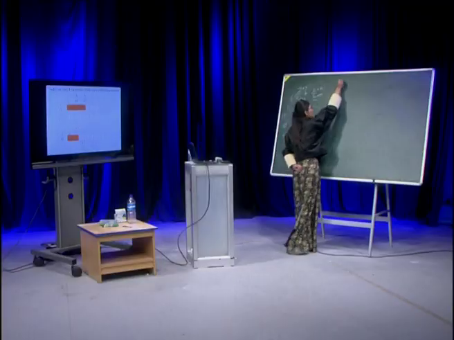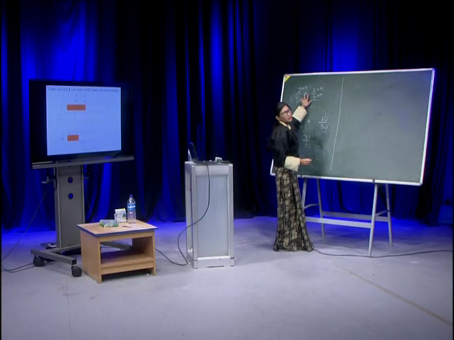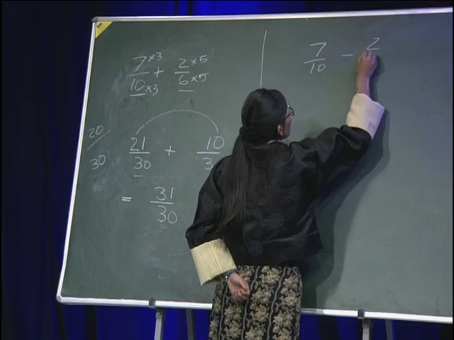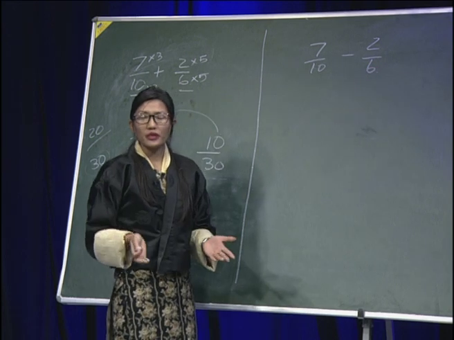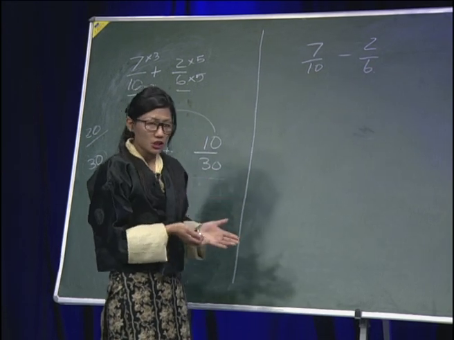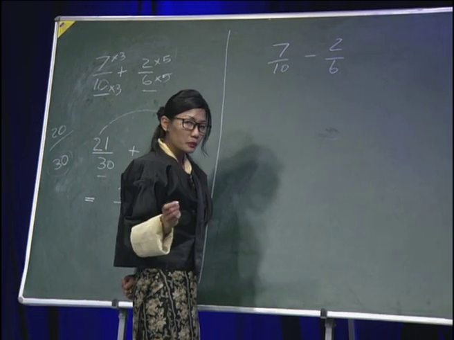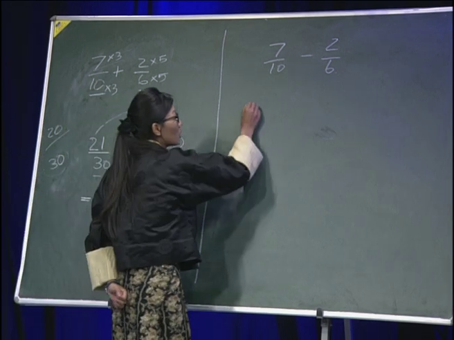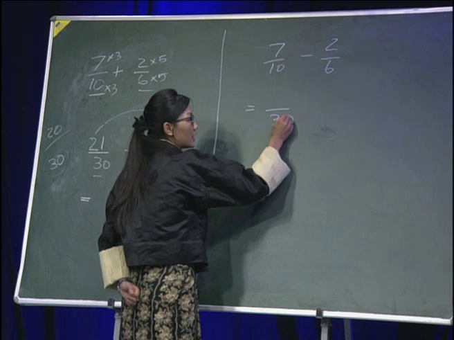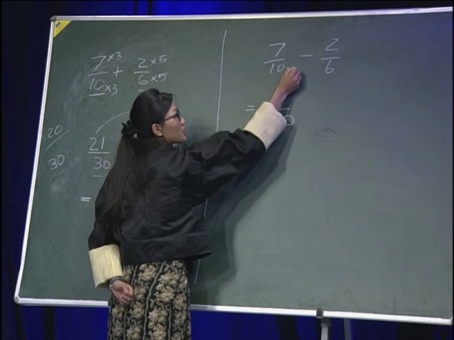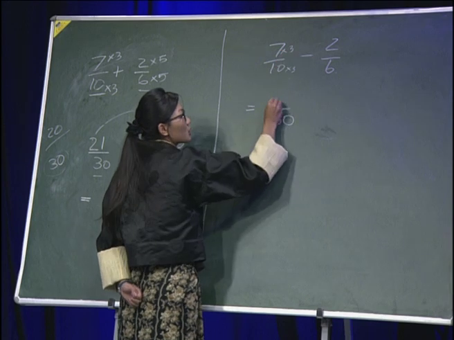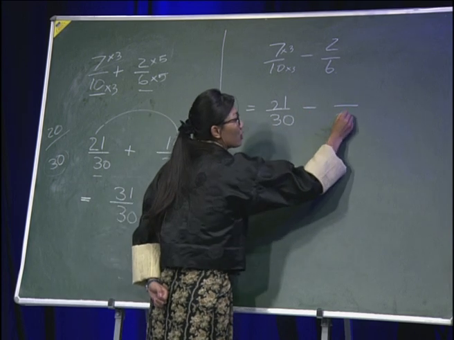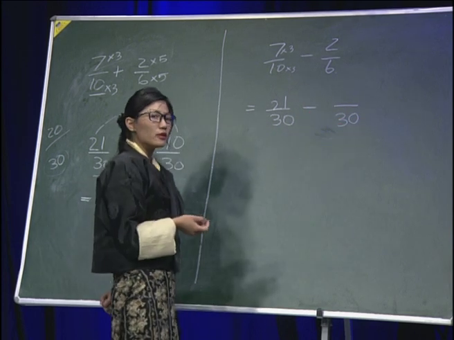Now let's try with subtraction. We will use these two fractions again. 7/10 minus 2/6. What do we do? The procedure is similar to addition. We first find the common multiple, and in this case, you already know what the common multiple is, right? So we have the common multiple 30 here. 10 times 3 is 30. 7 times 3 is 21. We'll write it here. Minus, we write the common multiple here for the denominator as well.